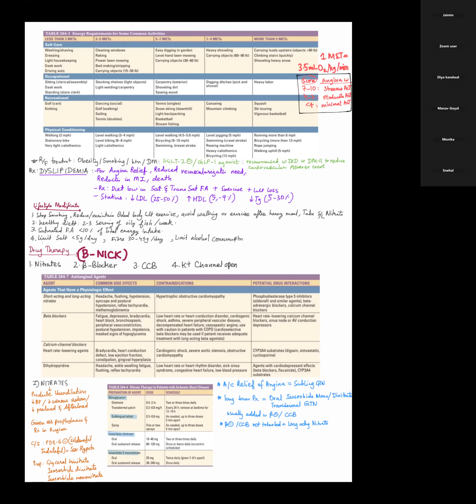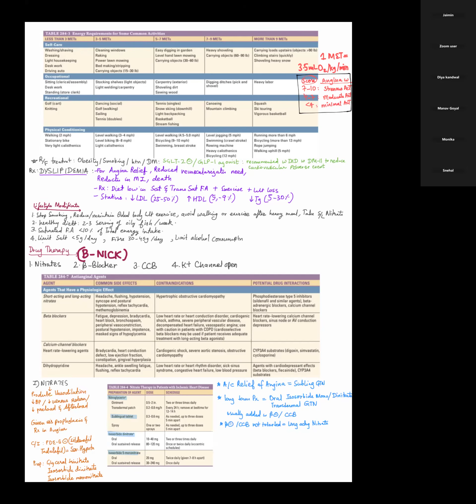Short-acting and long-acting nitrates have common side effects of headache, flushing, hypotension, syncope, postural hypotension, reflex tachycardia, and methemoglobinemia, due to their property of producing vasodilation. Reflex tachycardia is due to the hypotension and postural hypotension it produces. They are contraindicated when the patient is on a PDE5 inhibitor, or has hypertrophic obstructive cardiomyopathy.